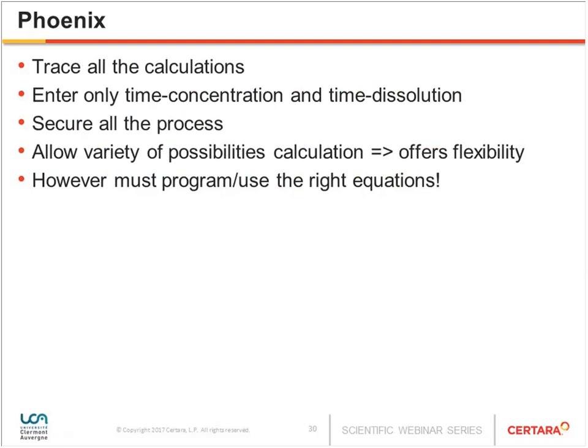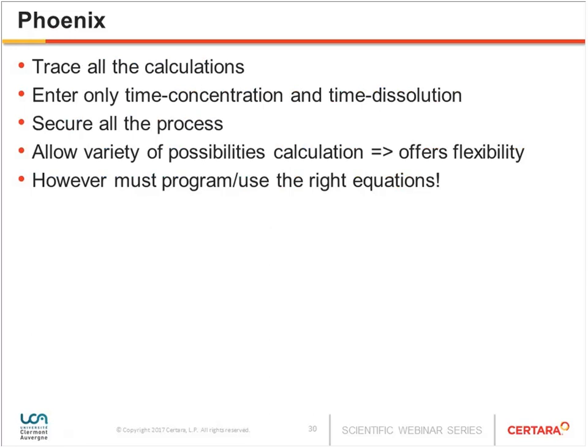So what are the advantages of using Phoenix? In Phoenix, you can automatically calculate the NCA. You also have a linear regression included inside. You can extract the data using Data Wizard and join, which is not so complicated. You can trace all the calculations.